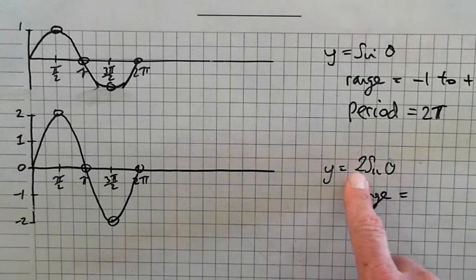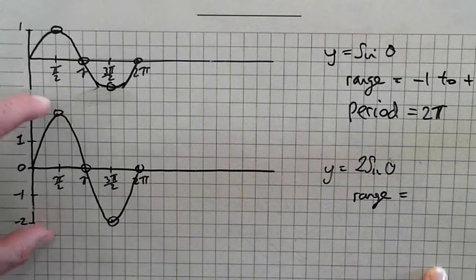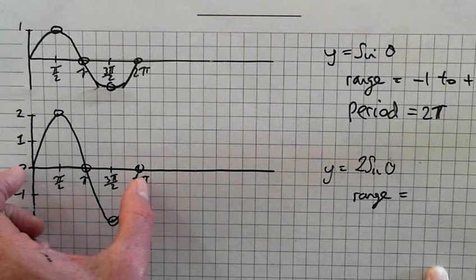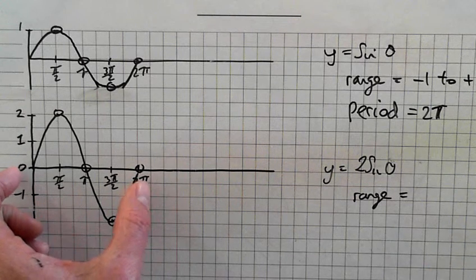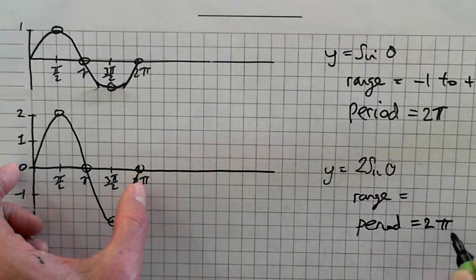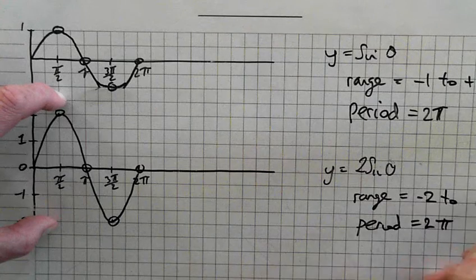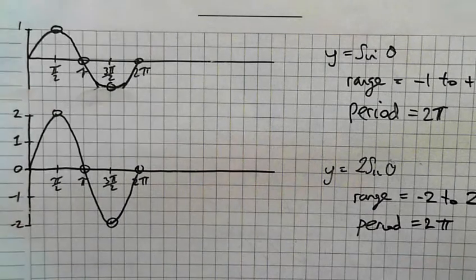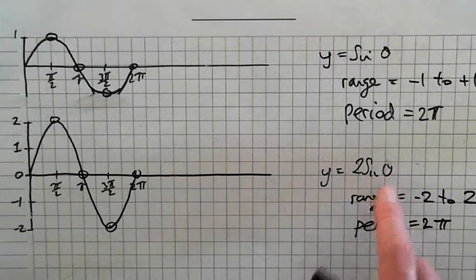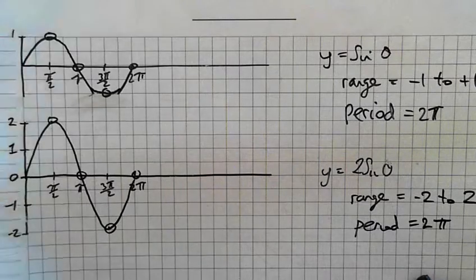What happens if you have 2 in front of the sine? The range is doubled. Is the period any different? Period? No. Period is equal to 2 pi. The range goes from -2 to 2. Alright? And what would happen if that was y is equal to 4 sine theta? This will go up to, well, -4 and +4. Okay?